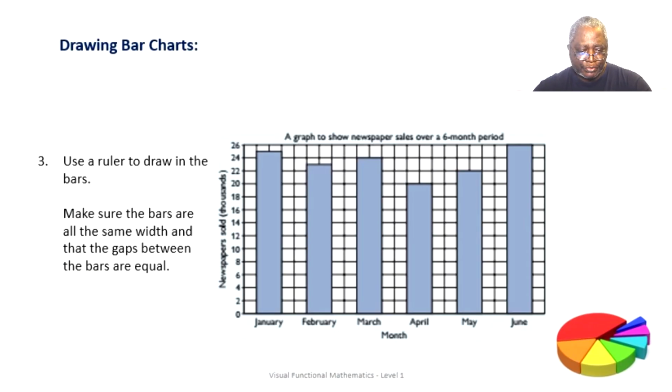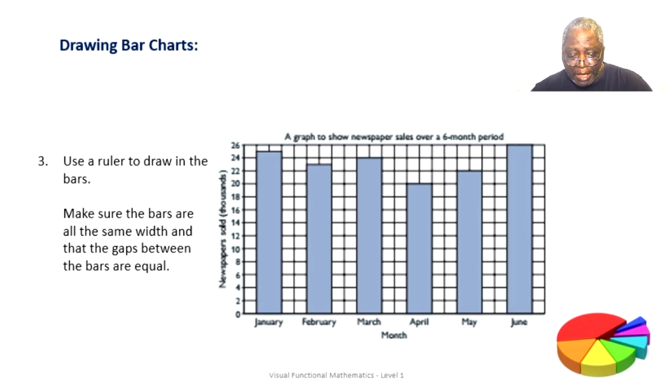Drawing bar charts. Use a ruler to draw the bar chart. Make sure the bars are all the same width and that the gaps between the bars are equal. One of the reasons why I suggest you get your own book, a drawing book that is ruled in square grids, is simply because it's bigger and it's easier to use. And of course you can scale it either up or down depending on what you want to do. Okay? And there is your bar chart.